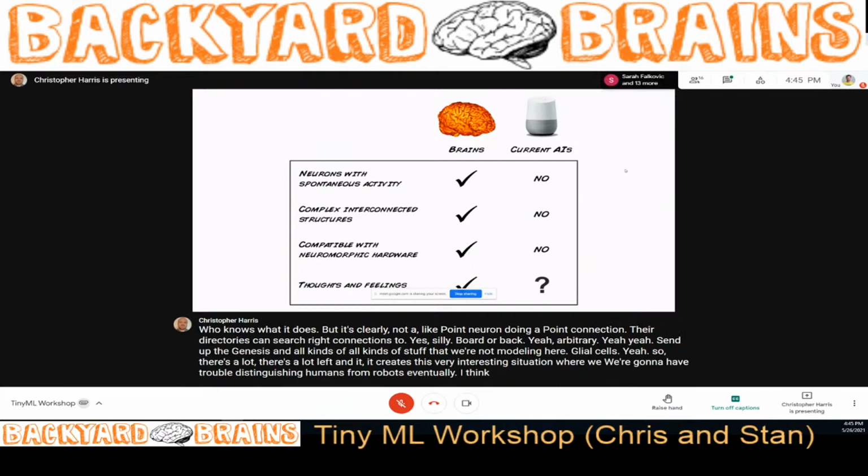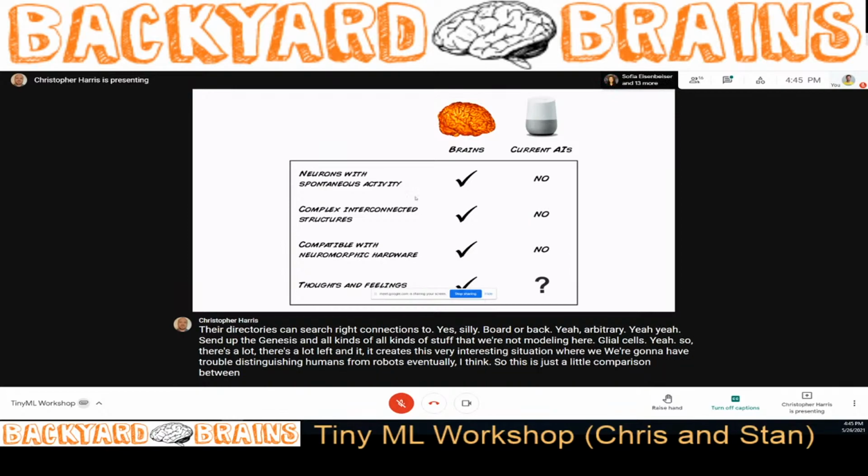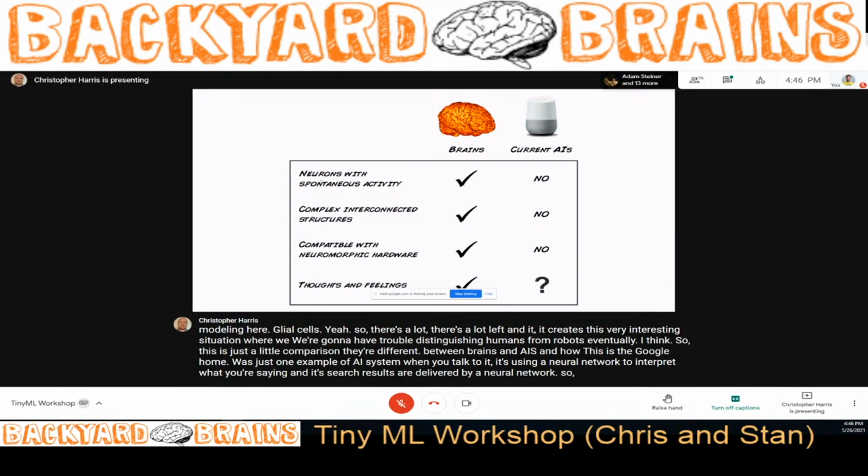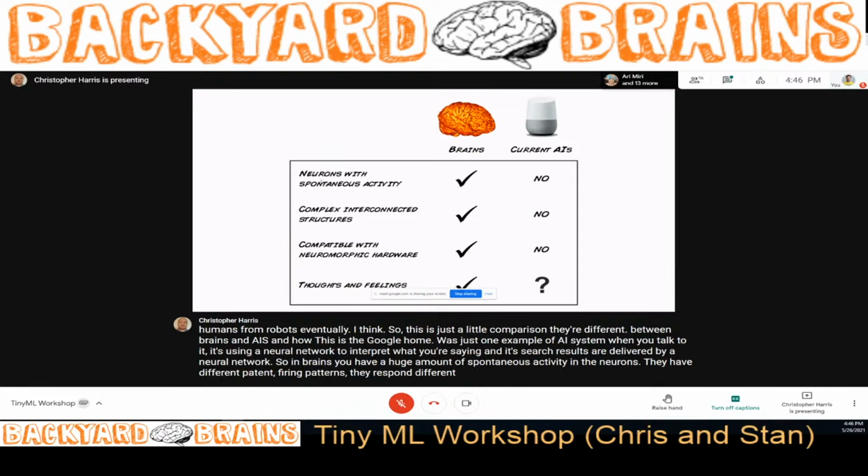So this is just a little comparison between brains and AIs and how they're different. This is the Google Home, which is just one example of an AI system. When you talk to it, it's using a neural network to interpret what you're saying, and its search results are delivered by a neural network. In brains, you have a huge amount of spontaneous activity in the neurons. They have different firing patterns. They respond differently to different inputs.